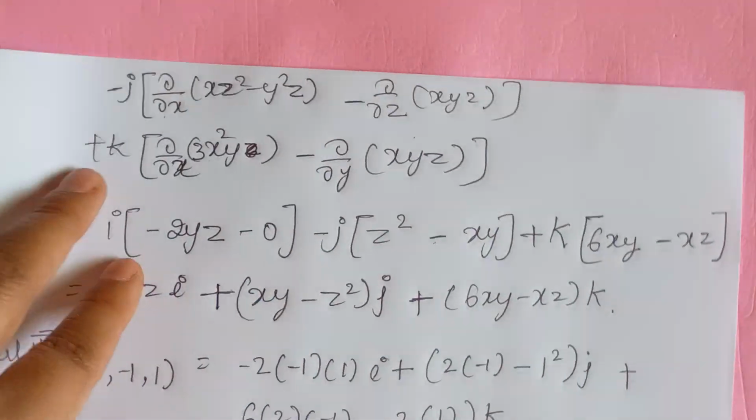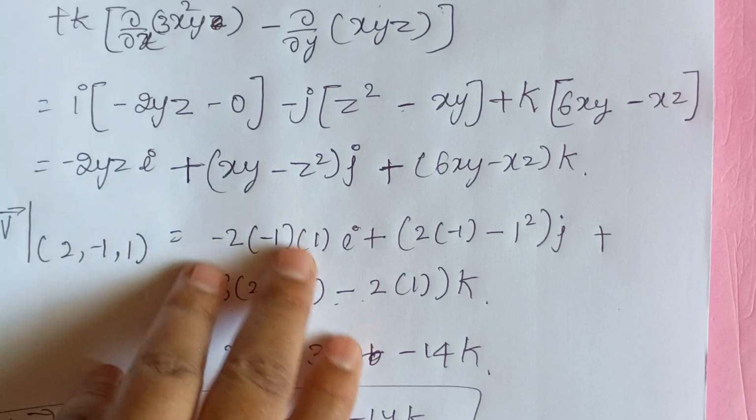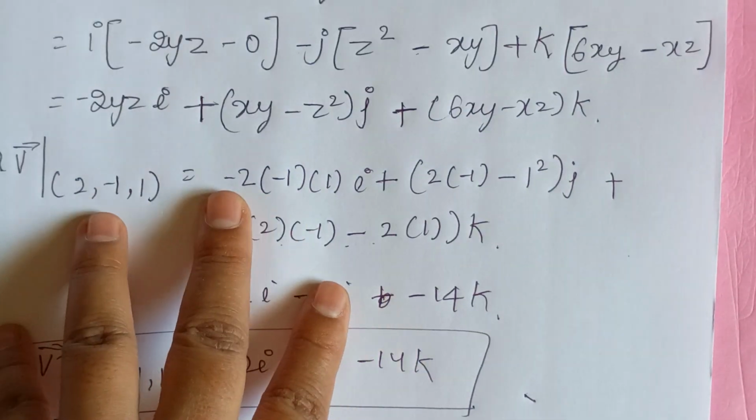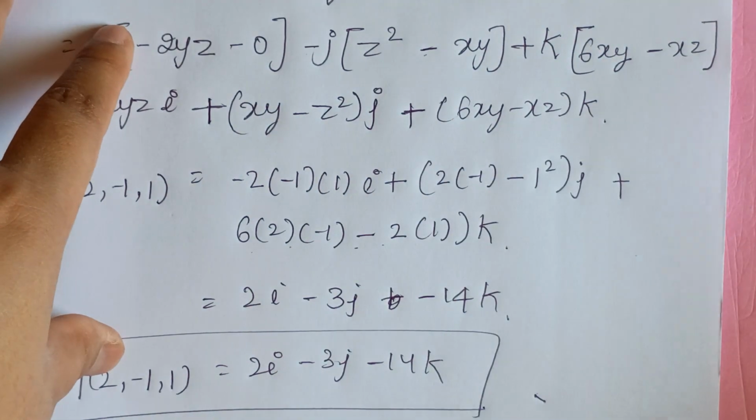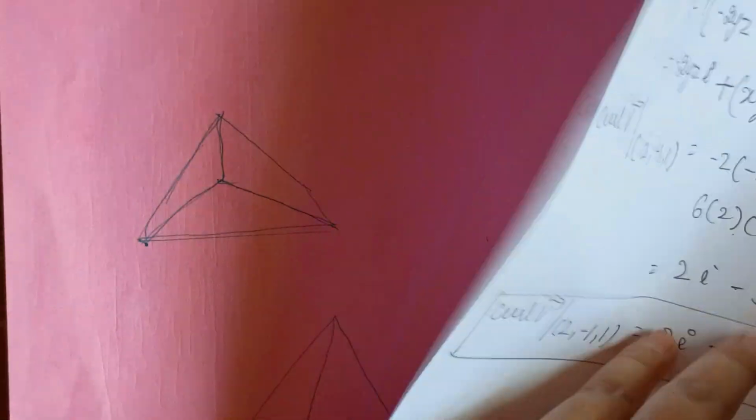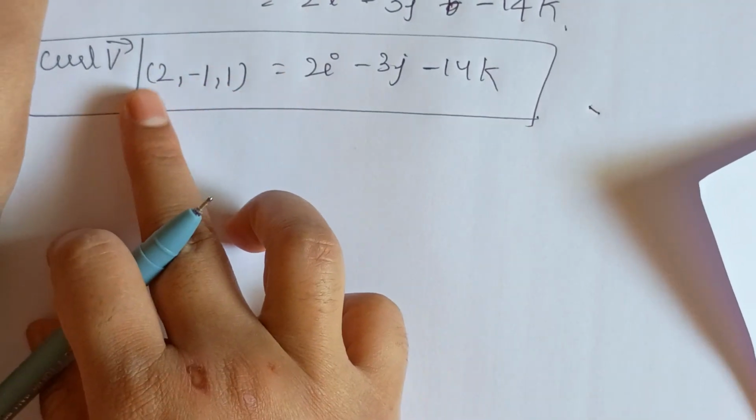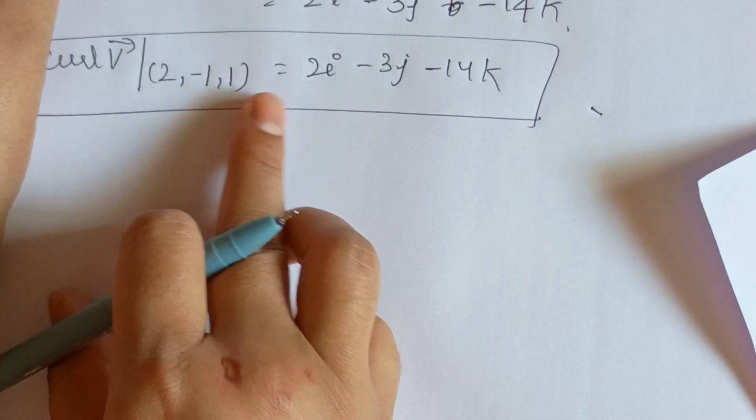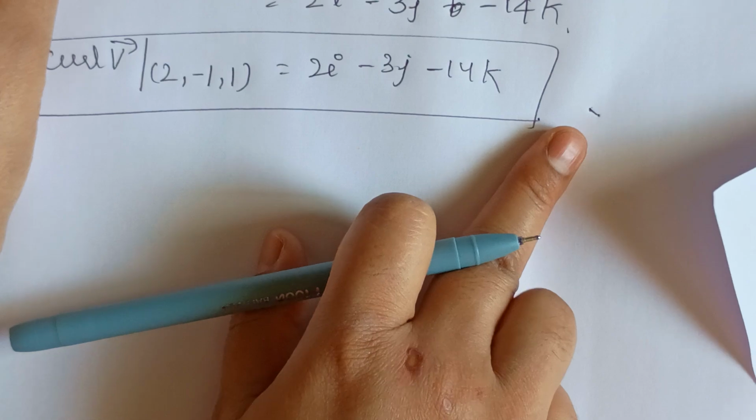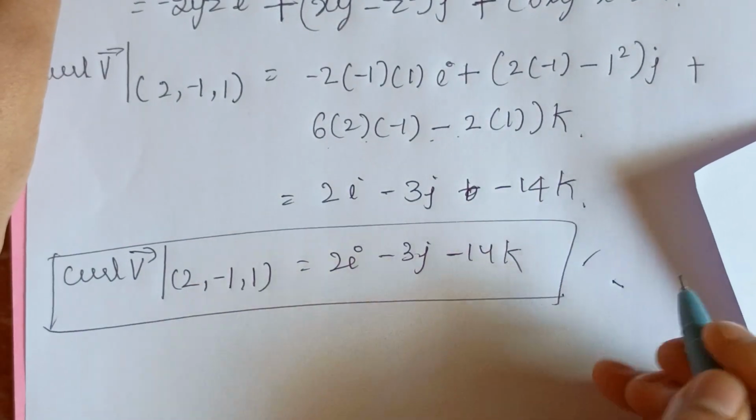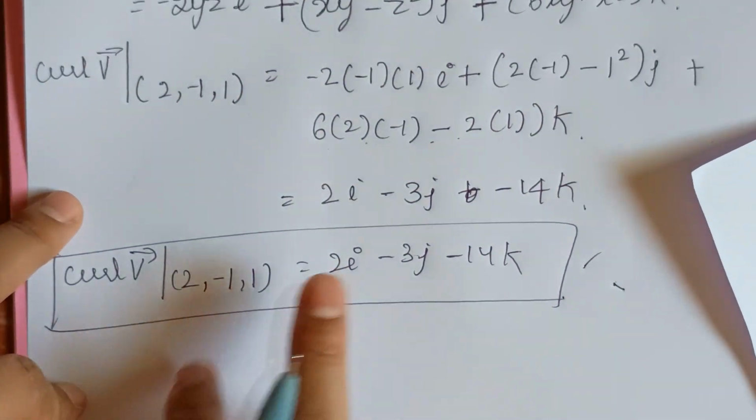So now I have done that. I have multiplied everything. Now at the point (2, -1, 1), substitute the values of x, y and z and find out the curl of vector v. So the curl of vector v at the point (2, -1, 1) is 2i minus 3j minus 14k. So hence this is the curl of vector v at the point (2, -1, 1).